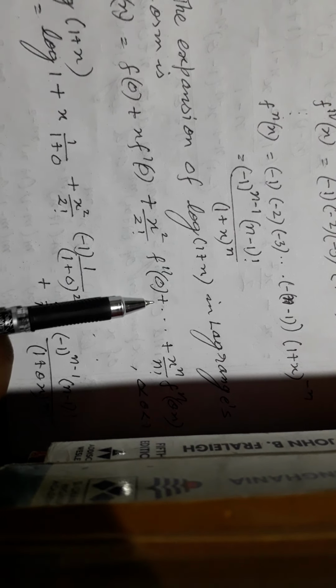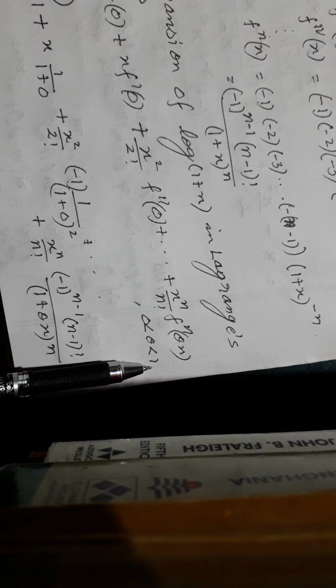Now we try to express this function in the form of Lagrange remainder. We are writing this as the Maclaurin theorem in Lagrange form. So we have f(x) equal to f of 0 plus x f dash 0 plus x squared by 2 factorial f double dash 0 plus so on, x to the power n by n factorial f n of theta x, where 0 is less than theta is less than 1. Here f(x) is log of 1 plus x.